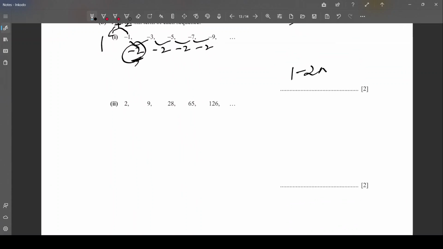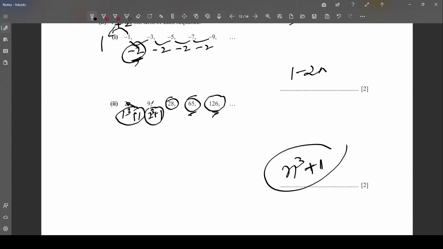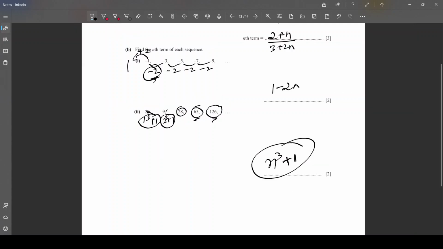Then this is a cubic sequence, right? 1 cube plus 1, 2 cube plus 1, because 2 cube is 8, 8 plus 1 is 9. 1 cube is 1, 1 plus 1 is 2, 3 cube is 27, 27 plus 1 is 28, 4 cube is 64, 64 plus 1 is 65, 5 cube is 125, so 125 plus 1 is 126. So we have a sequence whose nth term is n cube plus 1. So this is the answer, n cube plus 1.